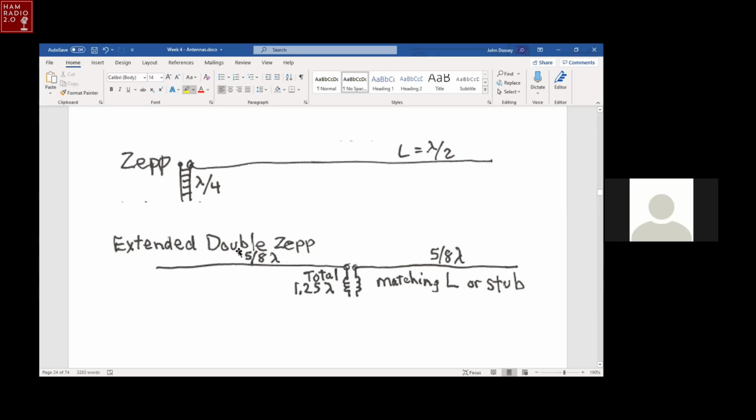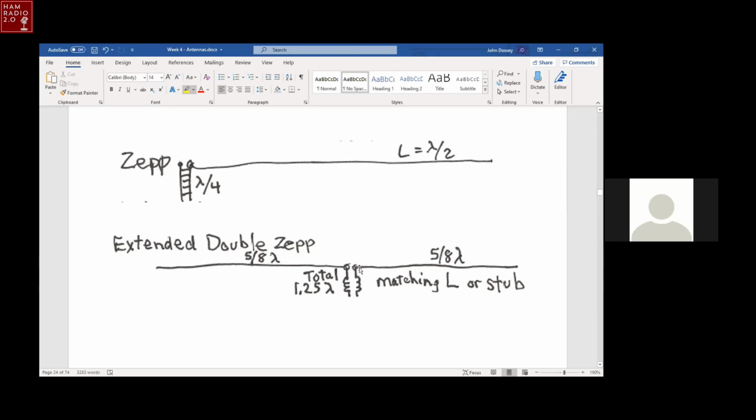Extended double ZEP is very interesting. It's got two pieces of 5/8 wavelength wire, one on each side, for a total of 1 1/4 wavelength long, which gets long for the HF bands. And you're going to need some matching inductance or a stub. Stubs become matching impedance elements, and we'll see that next week in the transmission line section. But you'll need some matching inductance.